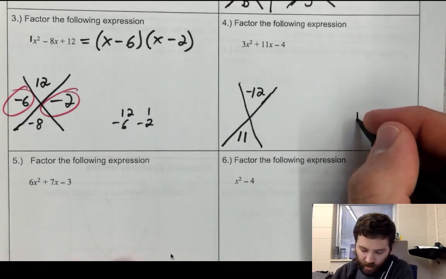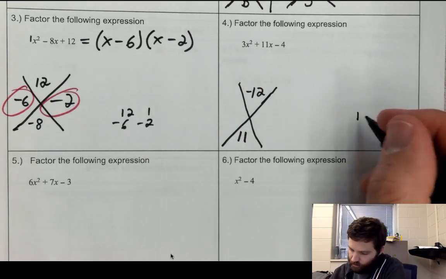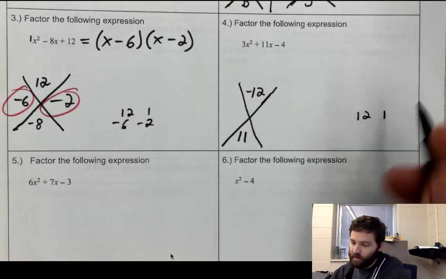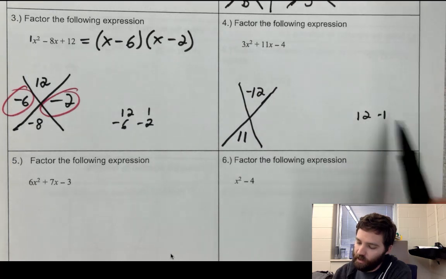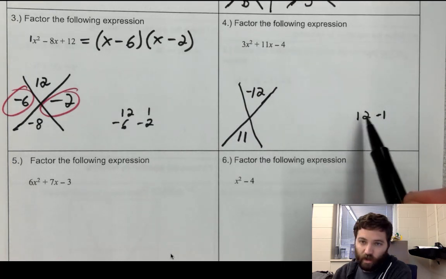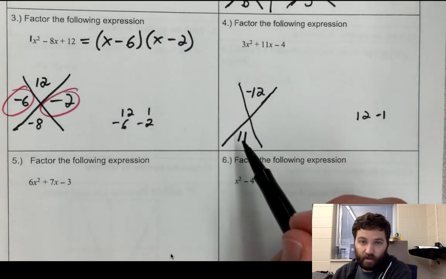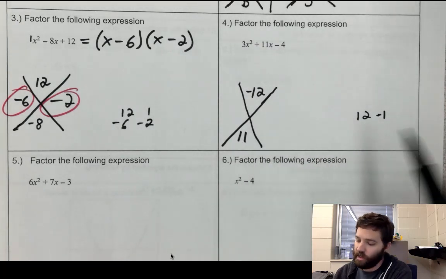So 12 and 1 are a possibility. And in fact, I think that works. So if I go negative 1 and positive 12, when I add those together, I will get positive 11. So I think I want 12 and negative 1.